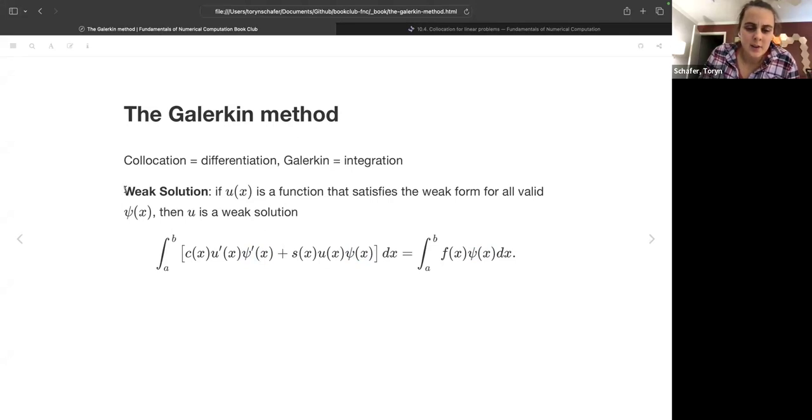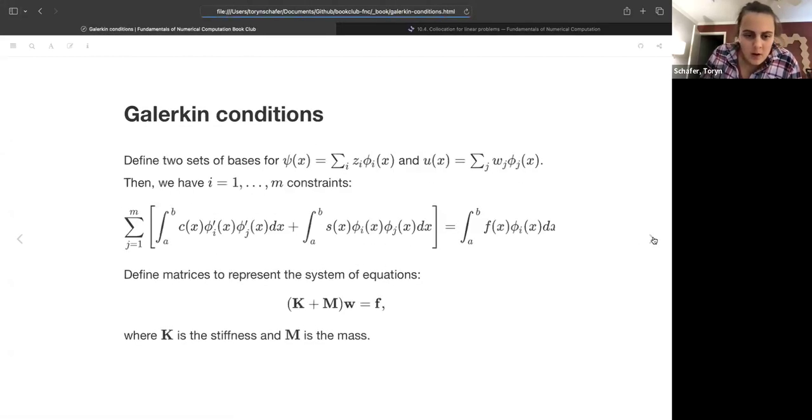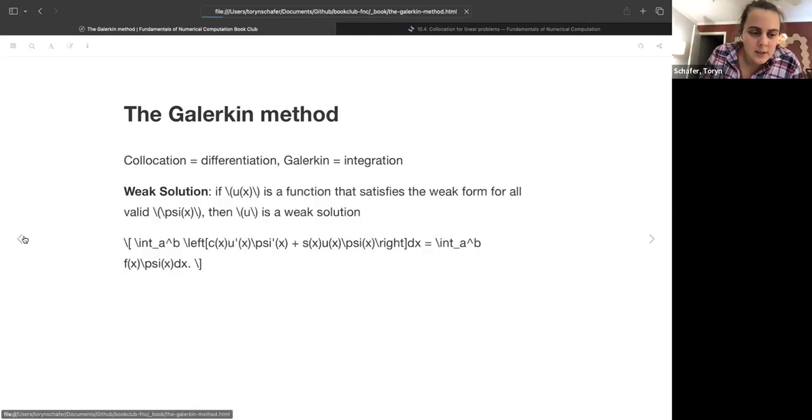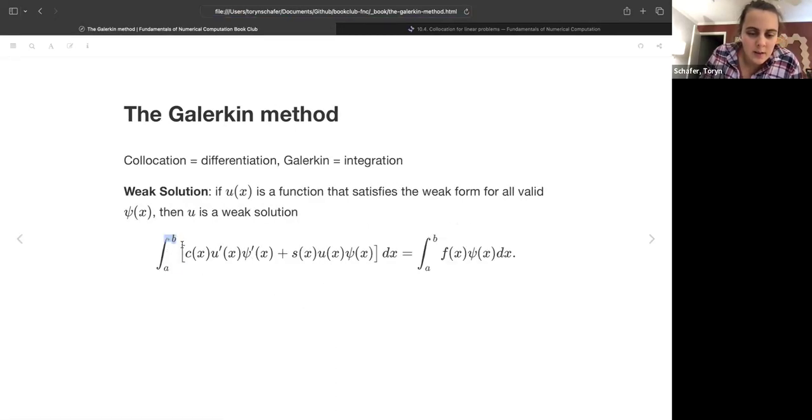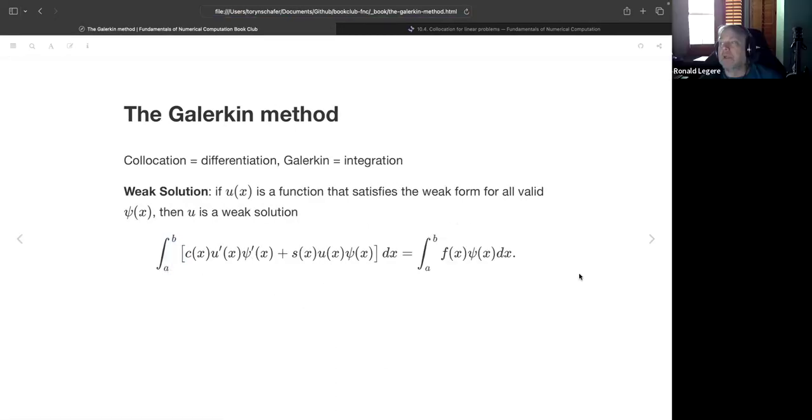And this is a definition, this is called the weak solution. So this says, if u of x is a function that satisfies the weak form for all valid psi, then u is a weak solution. I mean, that's just a definition. I didn't really take a whole lot from it. Okay, but how do we solve this, right? It looks like we made it even worse for ourselves by making integration.